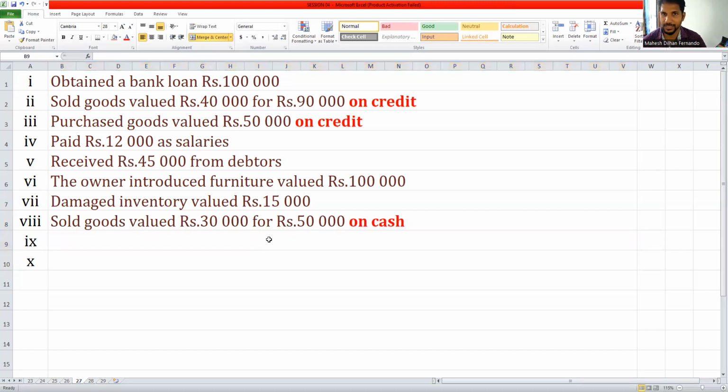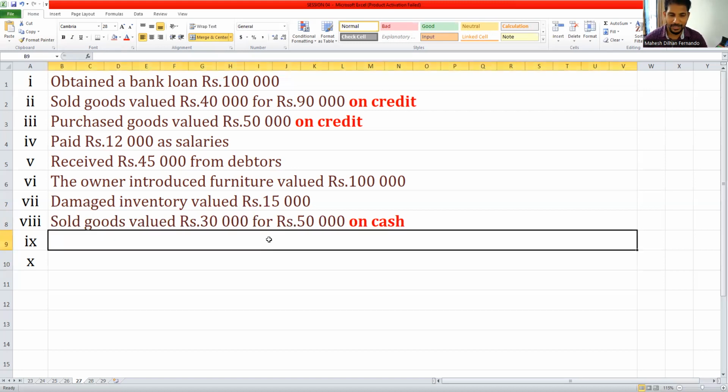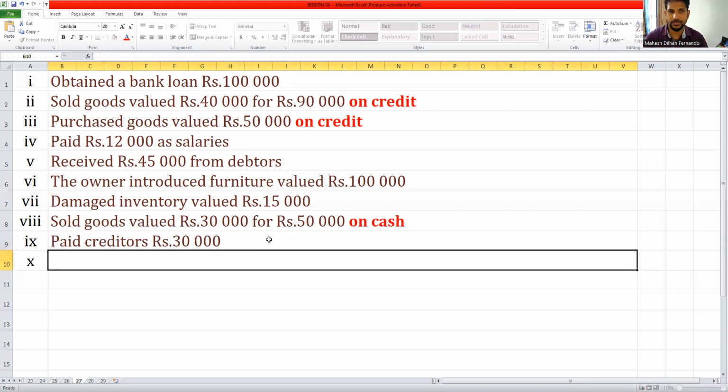Number 9, cash minus 30, inventory minus 30. Paid creditors rupees 30,000.